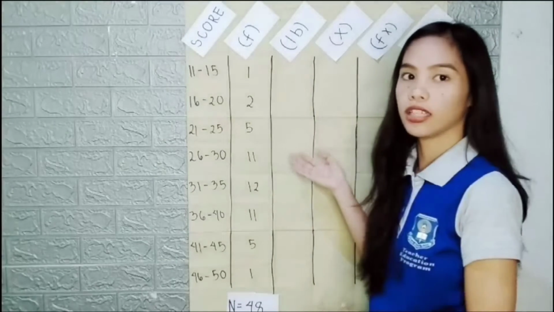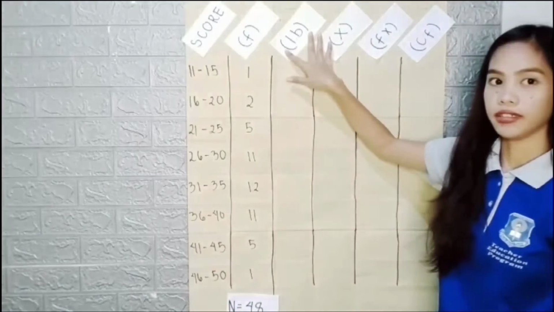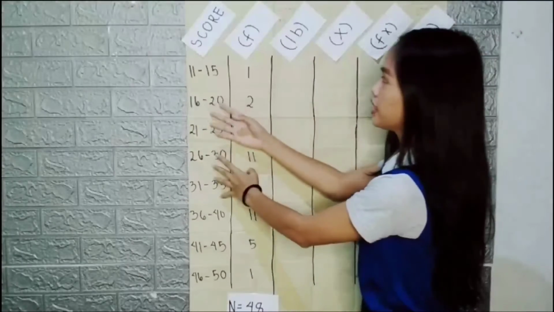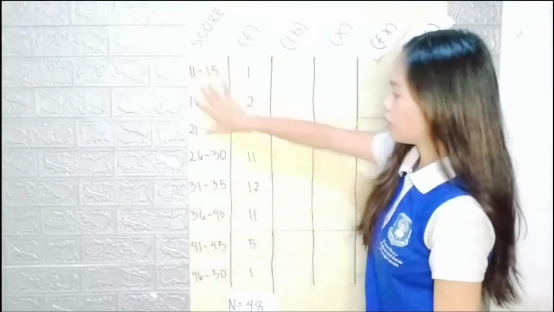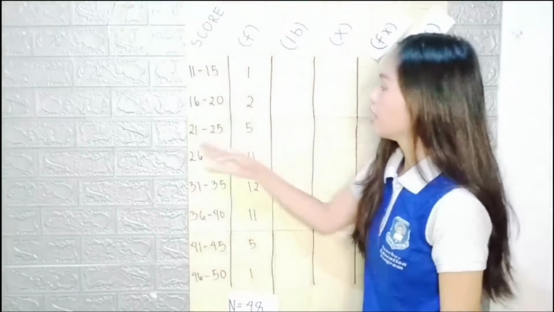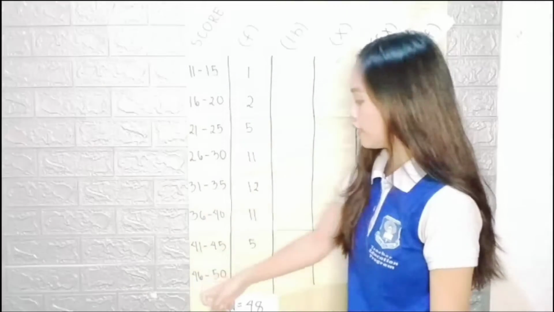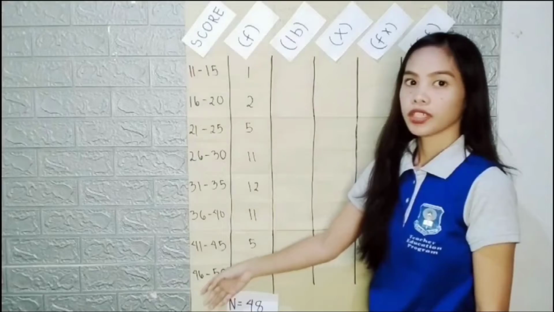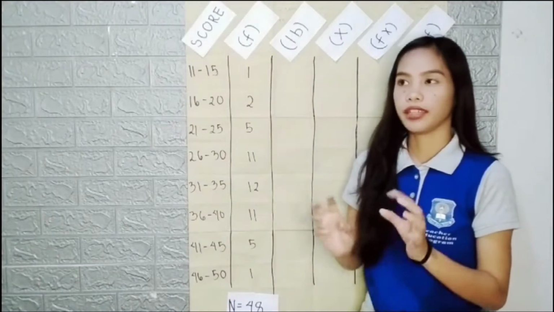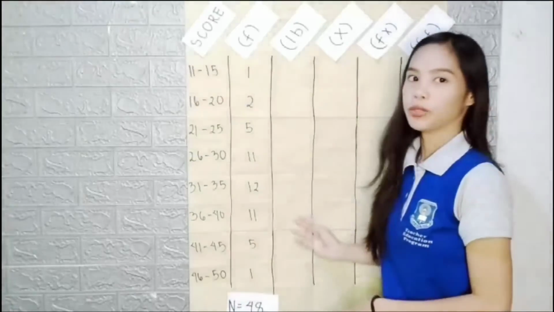For the next column, what we have is the lower boundary, or LB. To get the lower boundary in this score, this is our lower limit on the left side, which is 11, 16, 21, 26, 31, 36, 41, and lastly 46. To get our lower boundaries, you just subtract 0.5, so you can get the answer for the lower boundaries.